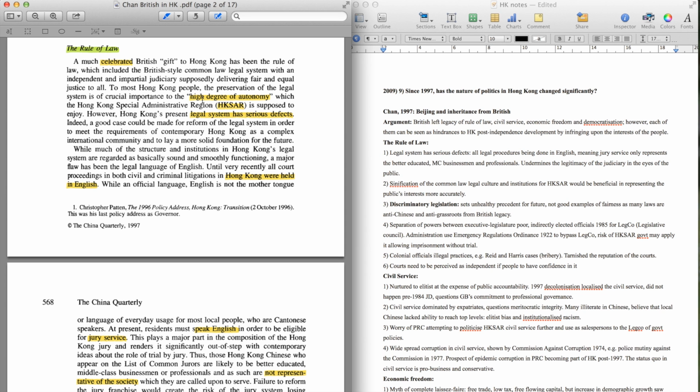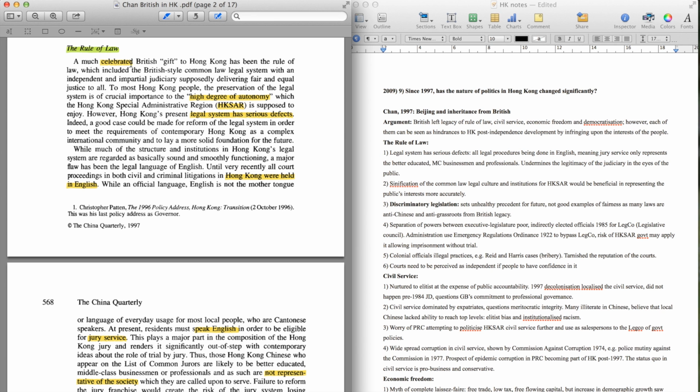And with the words that I highlight, I kind of want to make a sentence through all of them. It's not a very coherent sentence because at the moment it reads: celebrated, high degree of autonomy, HKSAR, which stands for Hong Kong Special Administrative Region, legal system has serious defects, Hong Kong were held in English. Okay, that doesn't really make much sense, but if I have read this entire text through before, from these keywords, it would stimulate the memory for me.